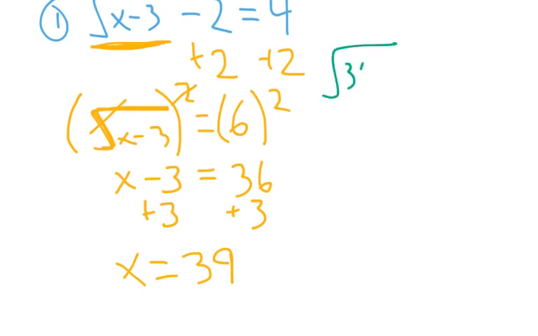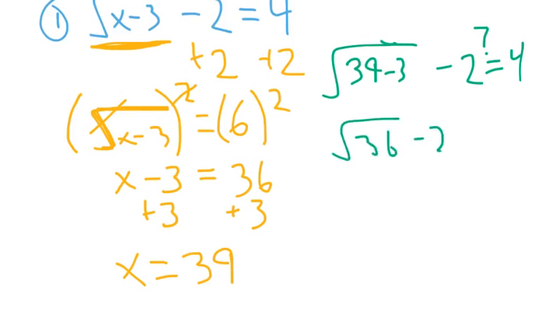If we did 39 minus 3 square rooted, minus 2, the question is, will that equal 4? Well, here we'll get the square root of 36 minus 2 equaling 4. 6 minus 2, and that does equal 4, so it does work out. So there's one example. Let's now go with something a little more complicated.